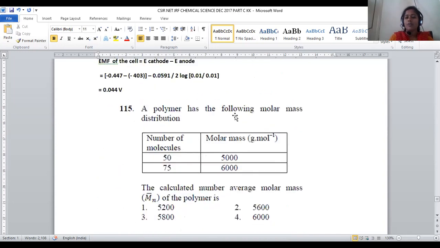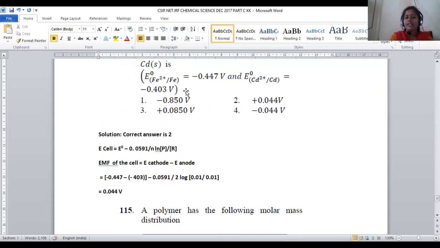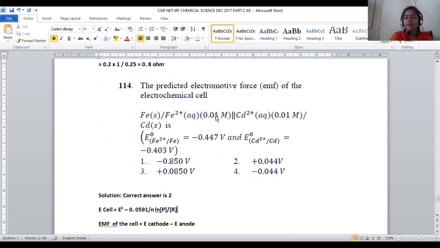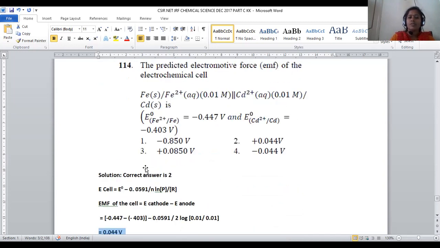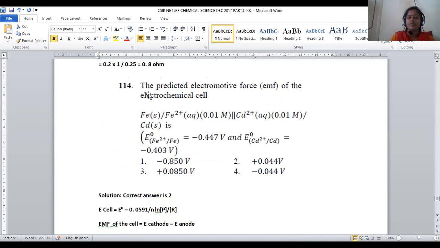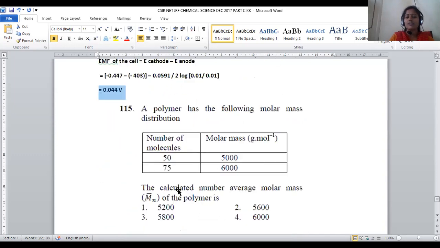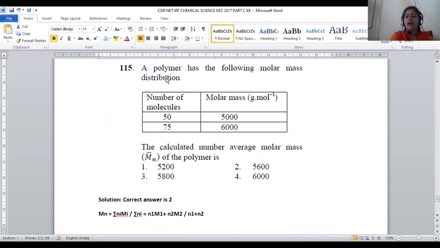The product concentration is 0.01, and the reactant is also mentioned in the problem as 0.01. 0.01 by 0.01 will be compensated, so this entire term becomes 0. For the remaining value, we take the difference of these two, which gives 0.044 volts, which is provided in option number 2. For question number 114, option number 2 will be the right answer. Let us move on to question number 115.